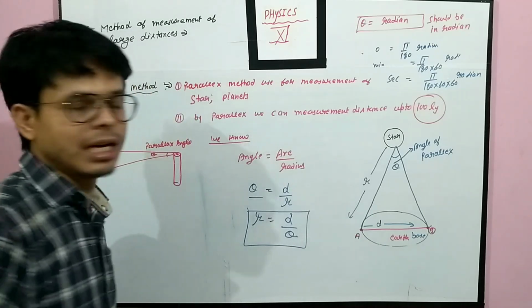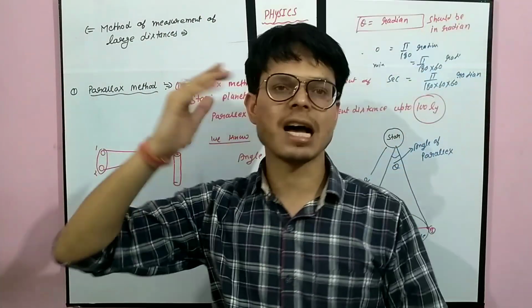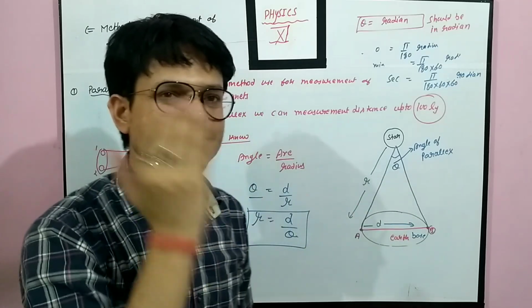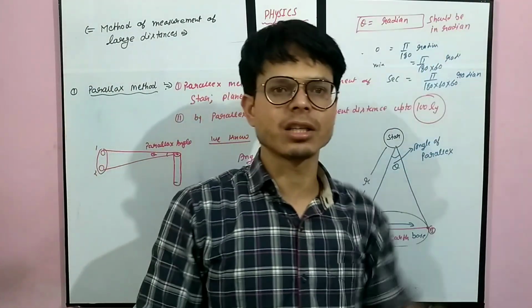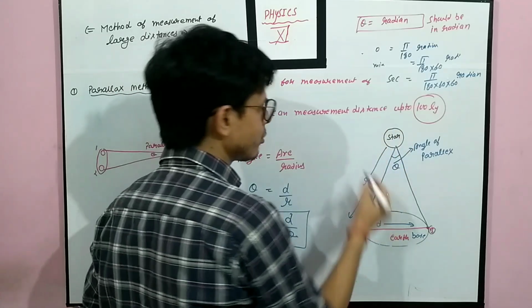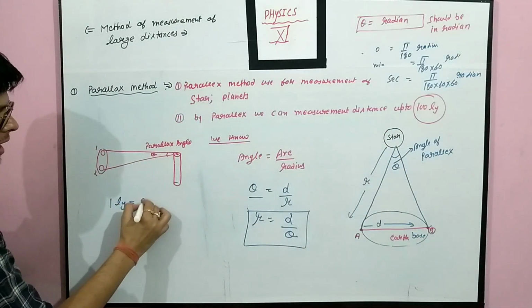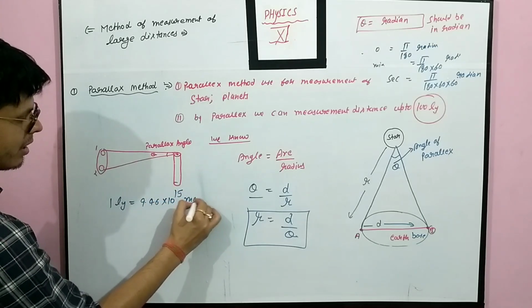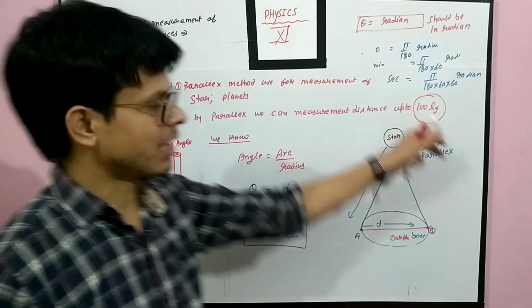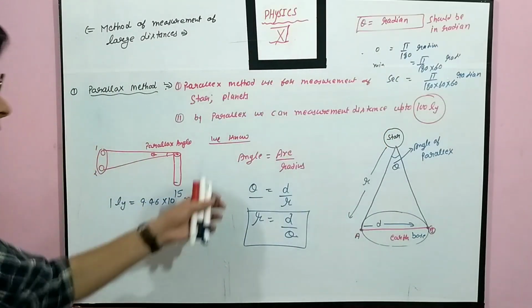Up to 100 light year. So that means you can find out the position of stars, positions of planets from the earth, which are up to 100 light year. And 1 light year equals how much? This also we have discussed. 1 light year is 9.46 into 10 to the power 15 meter. So up to this 100 light year you can measure the distances by this parallax method.